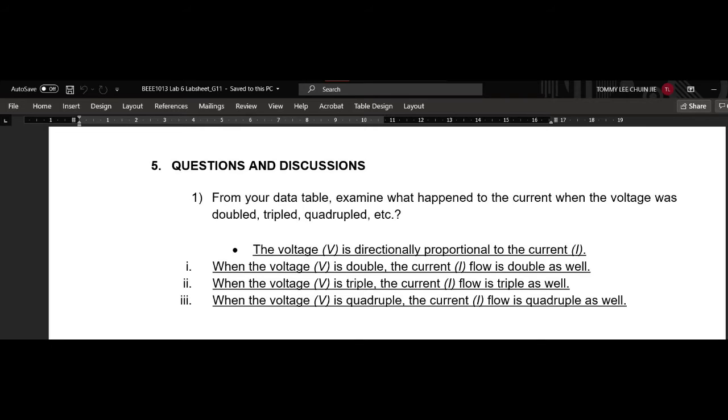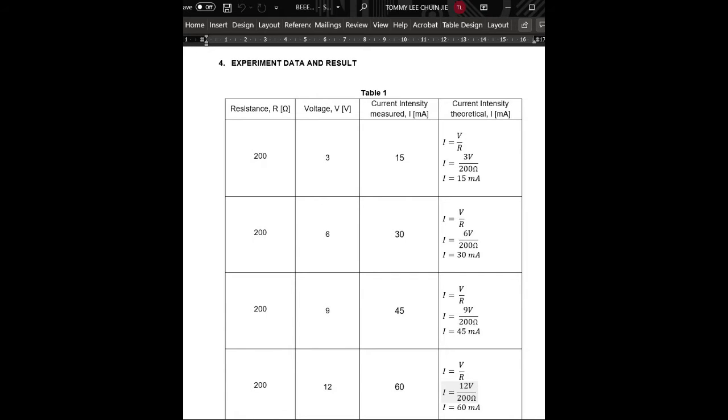As we know, in table 1, the voltage is directly proportional to the current, and I will show why it is so. The voltage starts with 3 volts, and what we measured in our simulation, we get 15 milliampere. When the voltage is doubled, the current intensity measured will be 30, which is shown here. So when we double it, it becomes 6 volts, and we get 30 milliampere.